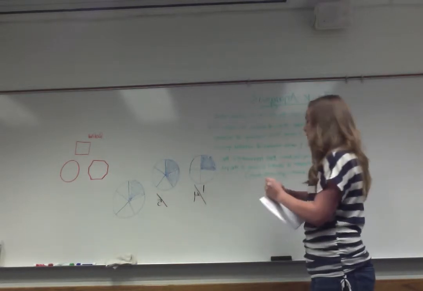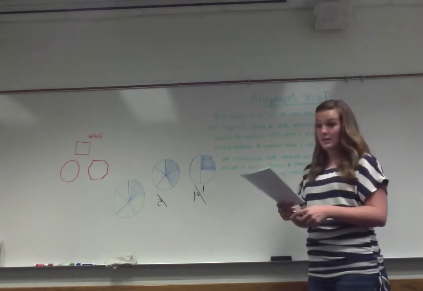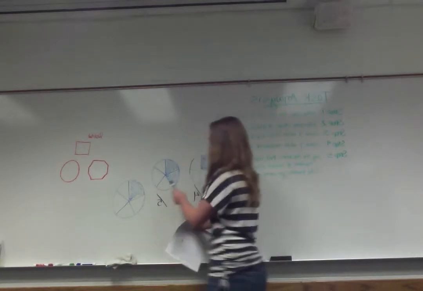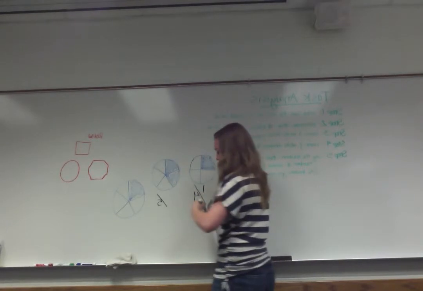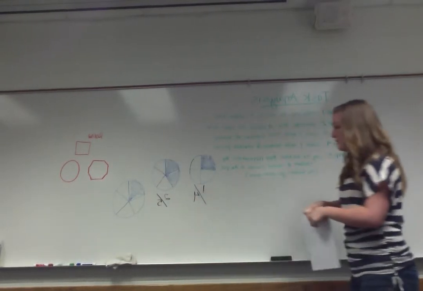Step number 4 all together is? We count and write the number of shaded pieces. Thank you, class. Okay, so let's count. Ready all together? 1, 2. 2 shaded pieces.